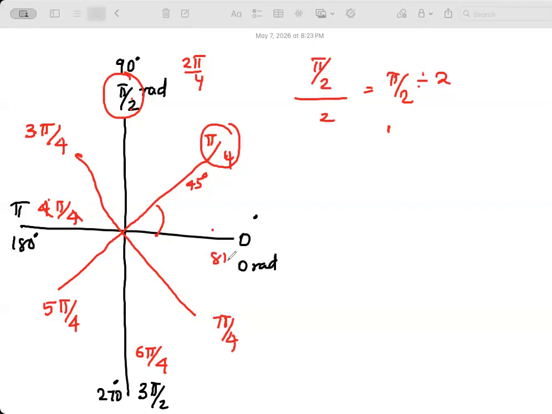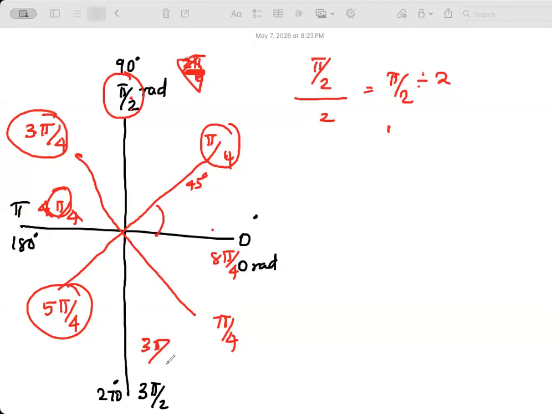This one would be 8 pi by 4. But guys, we don't call it like this. You need to simplify and then say it. So as a result, this would be pi by 4. This would be pi by 2. This would be 3 pi by 4. This would be pi. Then 5 pi by 4. Then this would be 3 pi by 2. Then 7 pi by 4. Then this would be 2 pi. Any questions?